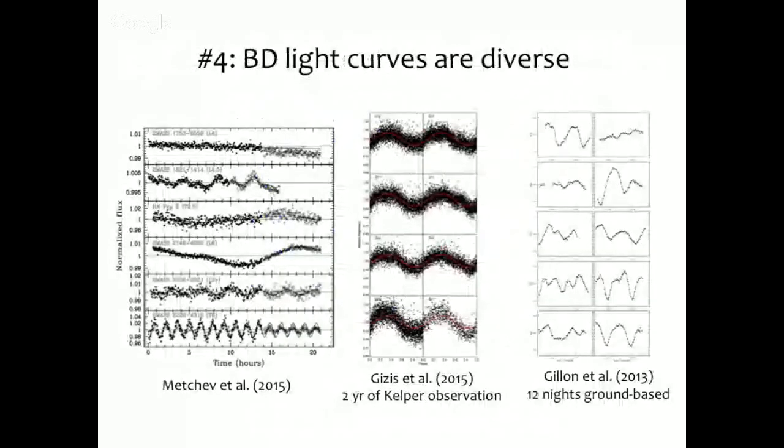Now, when we look at the light curves in detail, and this is because we've been able to build up lots and lots of light curves over the last decade, we see there's a huge range of different properties. Starting at the middle, we see some sources that are incredibly stable. This is 2 years of Kepler observations of one L dwarf, and it has never varied in its amplitude or its phase. It's essentially spot on.